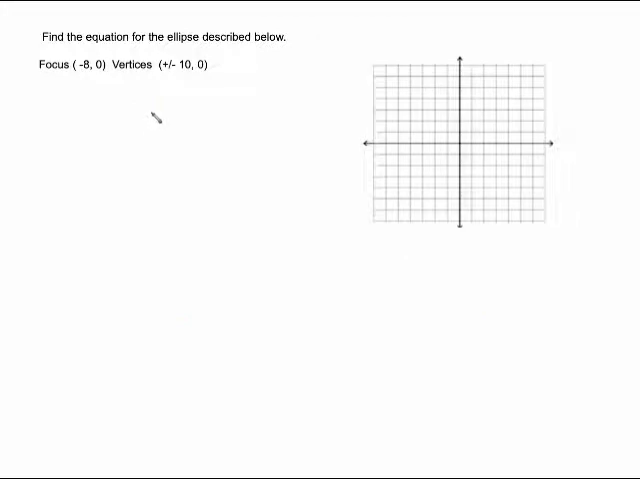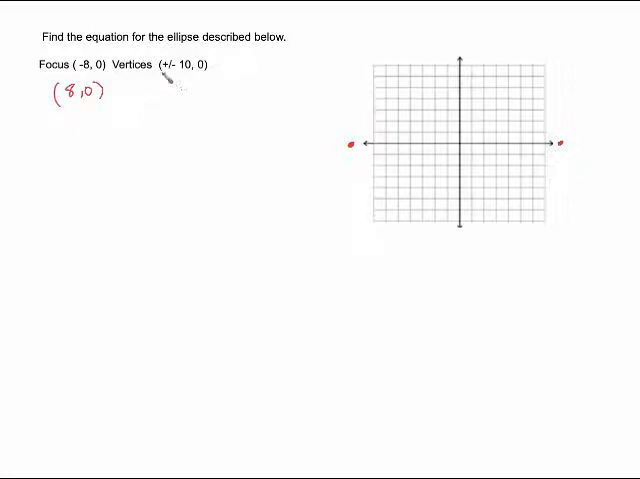Another one, find the equation for the ellipse described below. The focus is at negative 8, 0. Same idea as a second ago. There's not just one focus for the ellipse, there's two of them. So one of them is over at negative 8, 0. 1, 2, 3, 4, 5, 6, 7, 8's out here somewhere, negative 8, 0. We got to have another one over on this side, positive 8, 0. So the two foci are at plus or minus 8, 0.